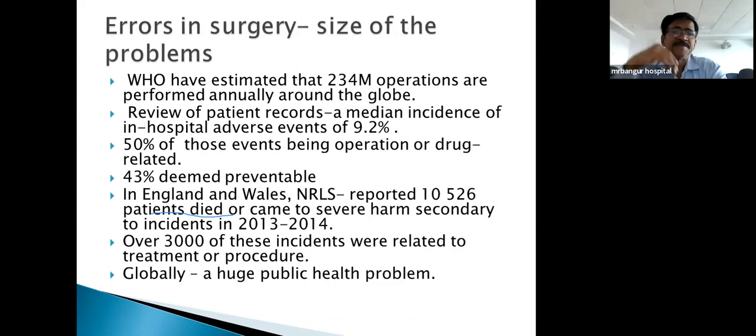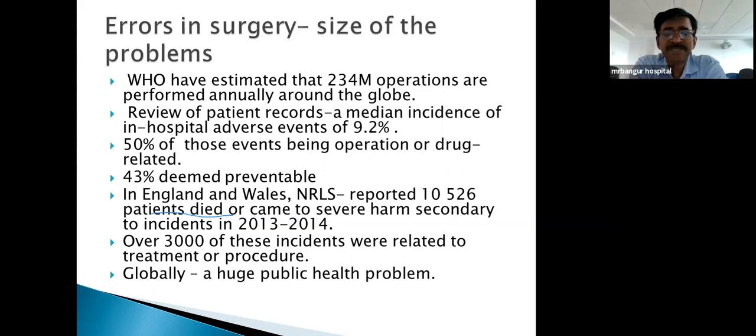WHO has estimated that 234 million operations are performed annually around the globe. A review of patient records showed a median incidence of in-hospital adverse events of 9.2%. 50% of those adverse events are operation or drug related, and it has been observed that 43% of these are deemed preventable.